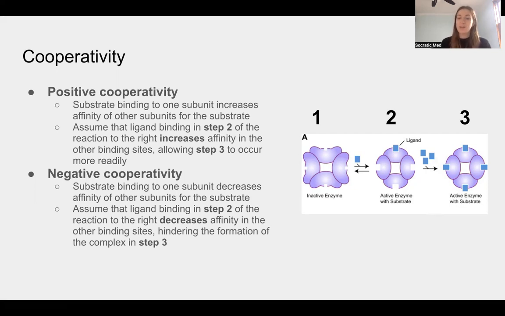So substrate binding to one subunit decreases affinity. So just imagine that in step 1, the squares are big, in step 2, they're small. So binding 1 would then decrease the affinity, allowing step 3 to occur more slowly. So that's not as common. Usually when talking about cooperativity, we're talking about positive, but I just wanted to go over that so you're familiar with it.